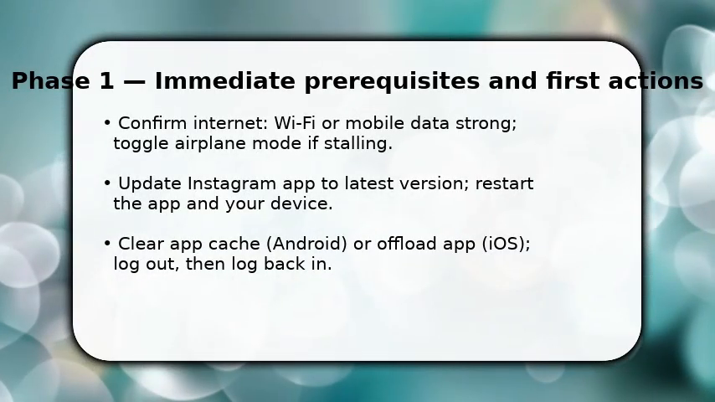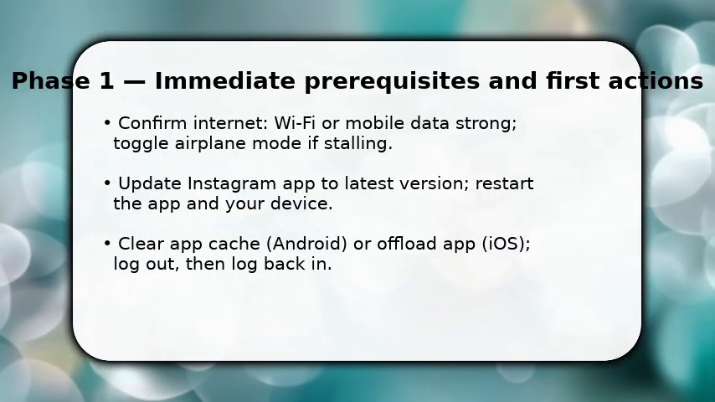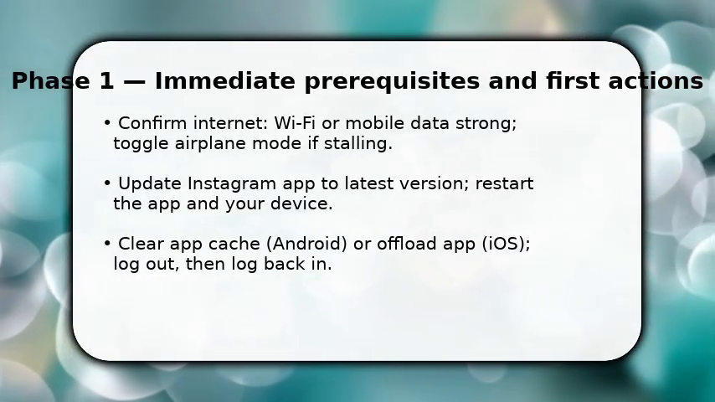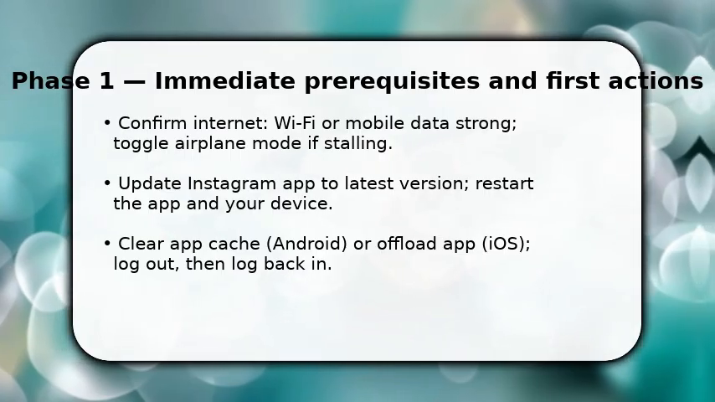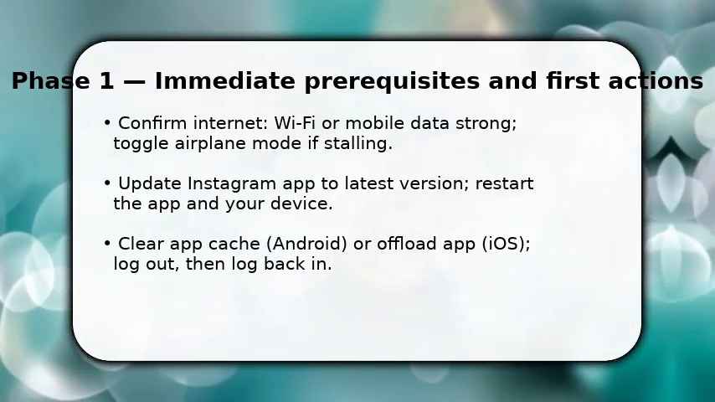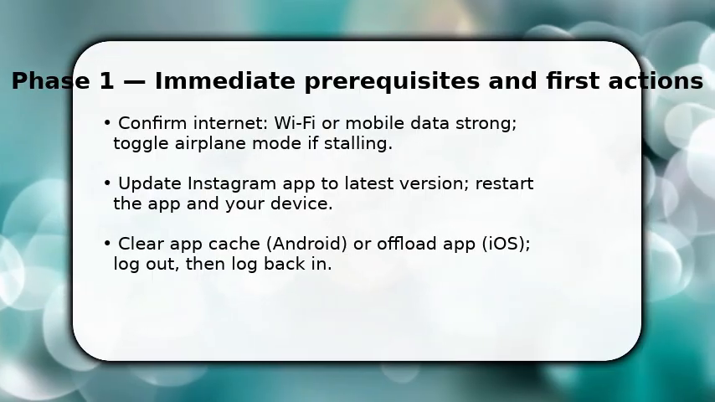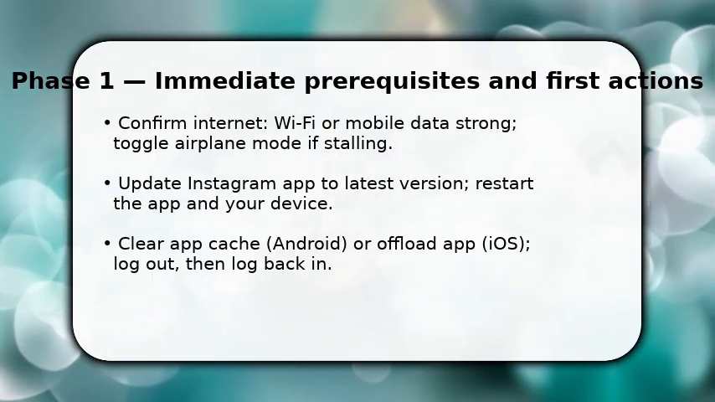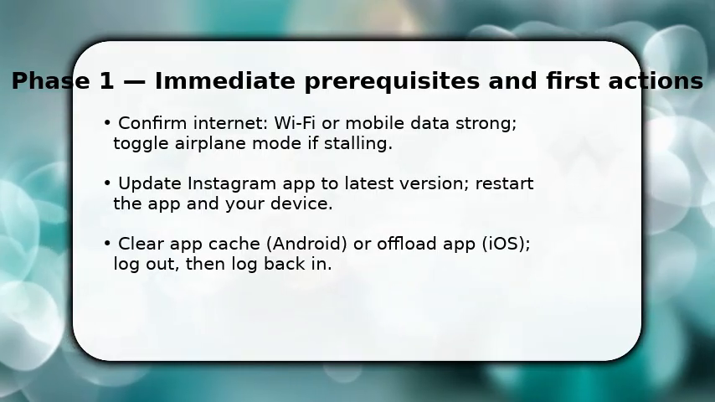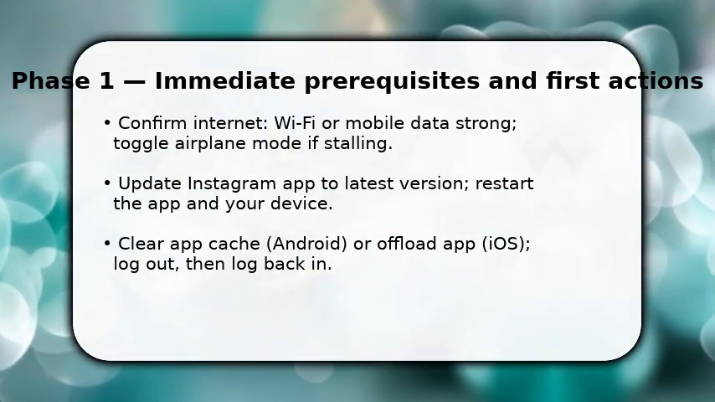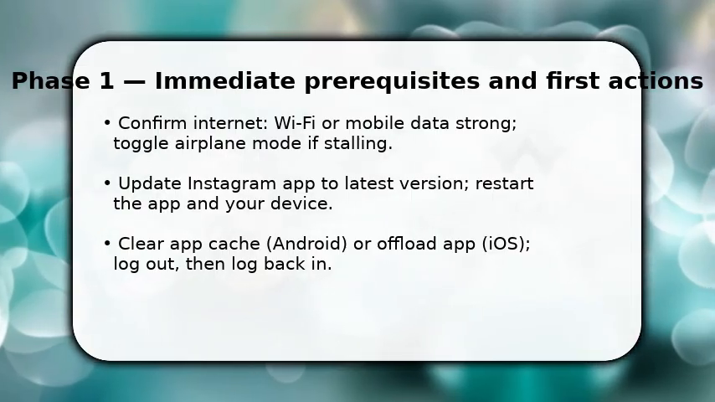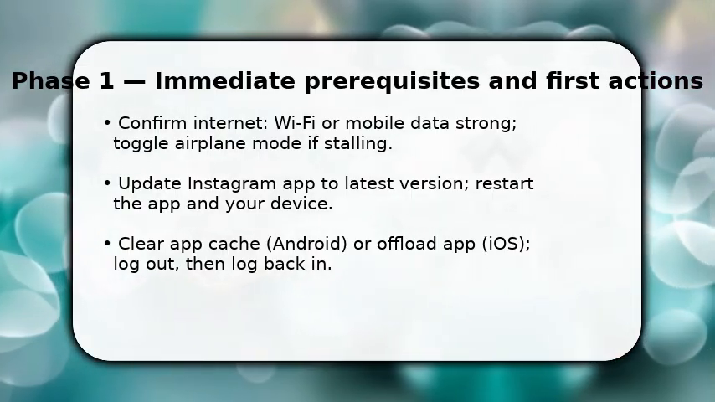You start by confirming the core prerequisites, a working network and the latest Instagram app. Once done, clear the app cache or offload the app to remove corrupt temporary files. Next, sign out of Instagram and sign back in to refresh your session tokens. If you can, try logging in on a browser now. This immediately separates device issues from account problems.